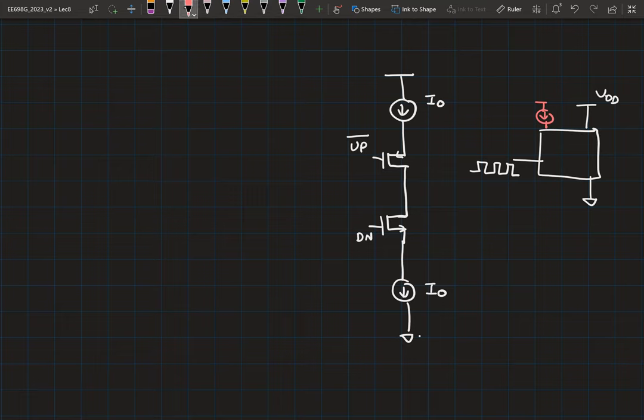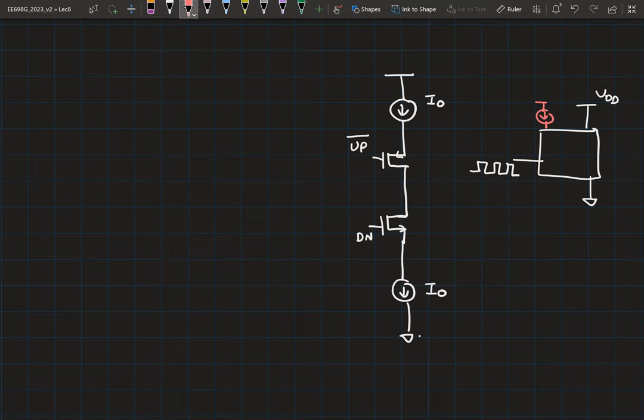Now let's see if this makes sense. If delta I increases, offset increases. Makes sense, right? If delta I is zero, we wouldn't have this offset in the first place. If I naught increases, offset will decrease, because if the value of I naught is larger, I need lesser pulse width to cancel out the same amount of charge.